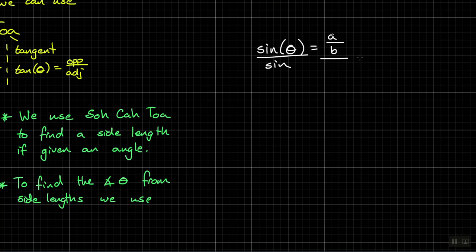Don't write this. Is this allowed? Because we're not multiplying, right? This isn't a multiplication. This is the sine of an angle theta. It's a function, just like f of x. You can't just divide by f.